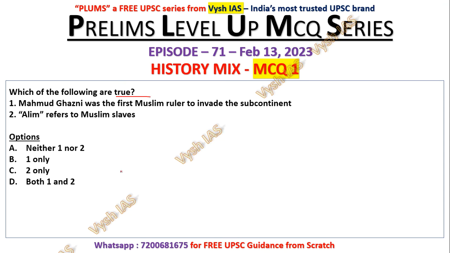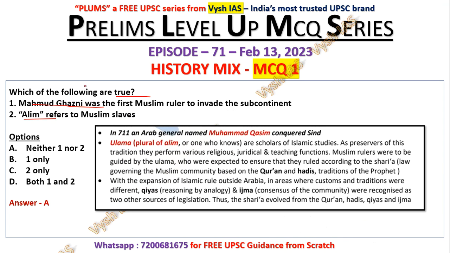So here the answer will be A, neither one nor two, because it is not Mahmud Ghazni and this is not Muslim slaves. In 711 AD, an Arab general named Muhammad Qasim conquered the Sindh region. Okay, so that is also part of the subcontinent. Subcontinent means India, Pakistan, Afghanistan, Sri Lanka, everything together is called the subcontinent.